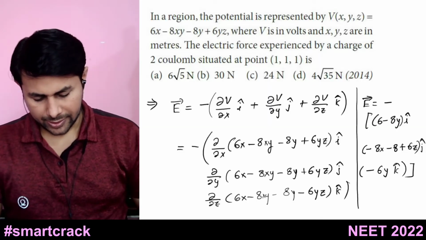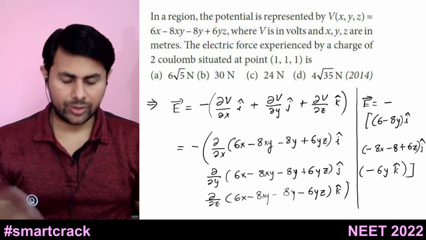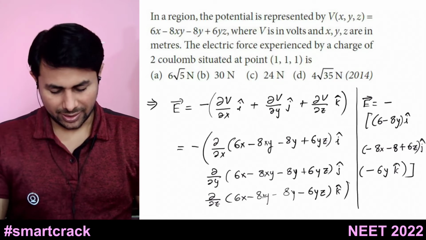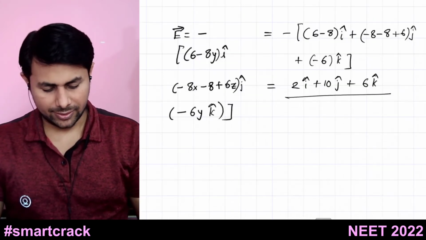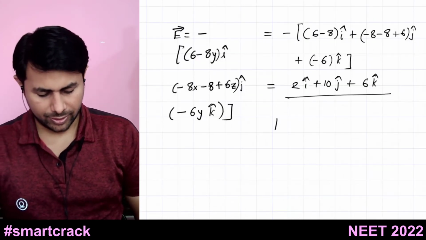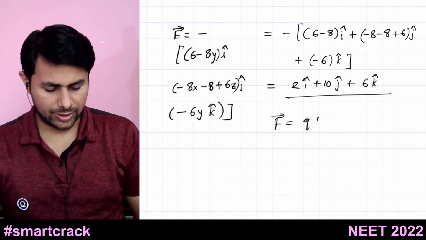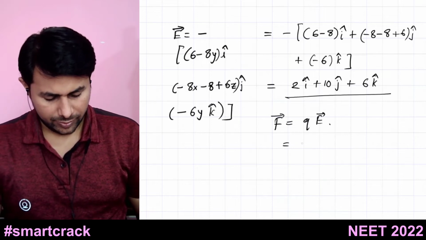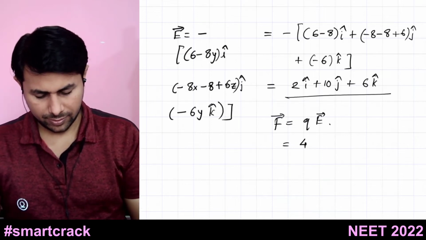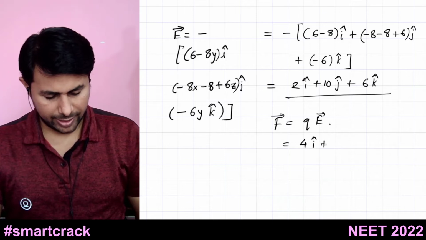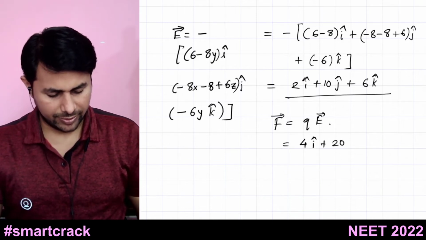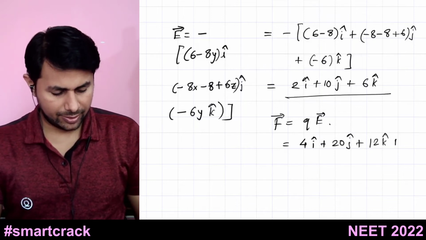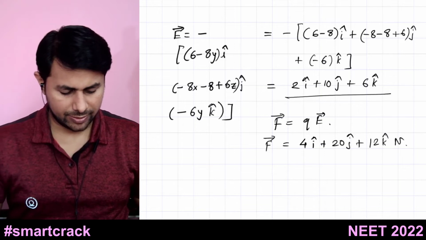And we want force, and we want the magnitude of that, because there are no vectors in the options. Force acting on 2 coulomb charge. So let's multiply this with 2, because force is equal to q into E. So it is equal to 2 times 2, that's 4, into i cap, plus 2 times 10, that's 20, into j cap, plus 6 times 2, 12, into k cap newtons. And we want its magnitude.